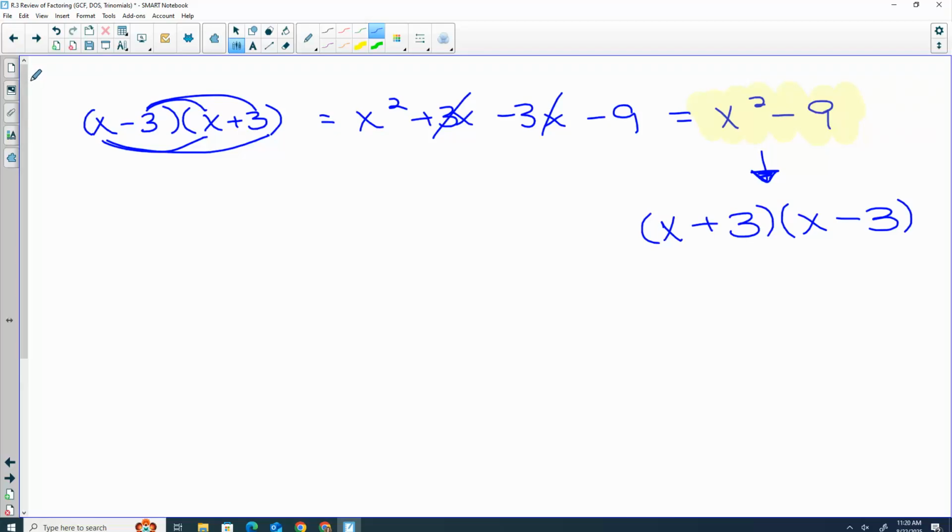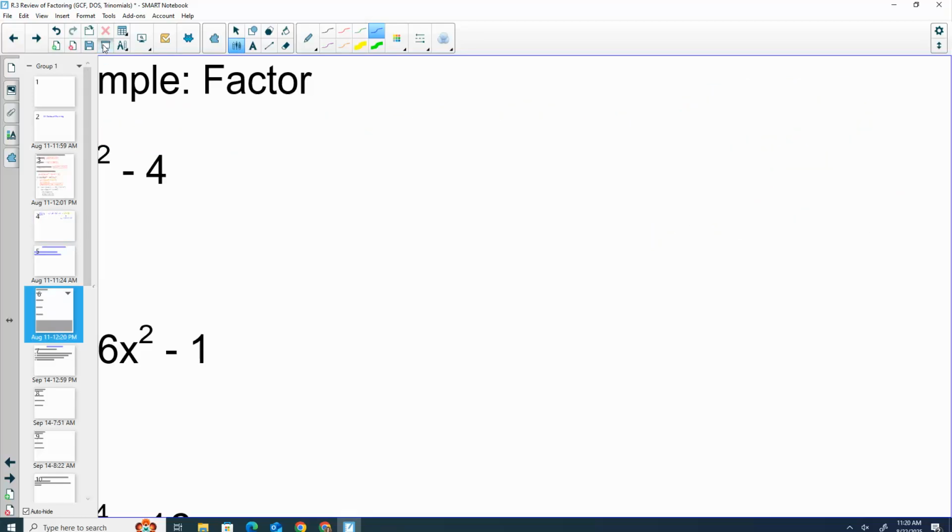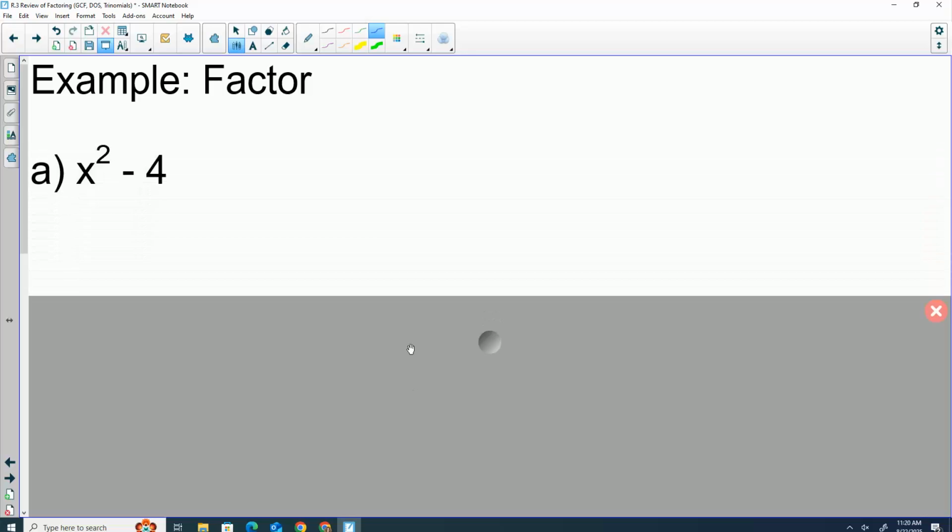So let's try a couple of those and make sure we remember. You do still want to check. Sometimes problems have multiple steps to factoring. Greatest common factor is always the first. So even if it's difference of squares, you should check for a greatest common factor to begin. When I look at this one, x squared minus 4, there is no greatest common factor. We make sure it's a subtraction, so we can do it.